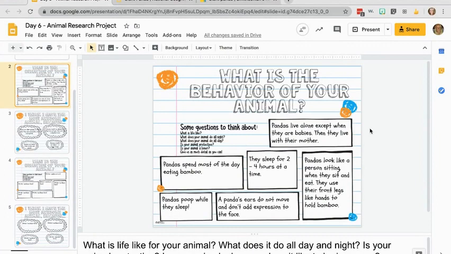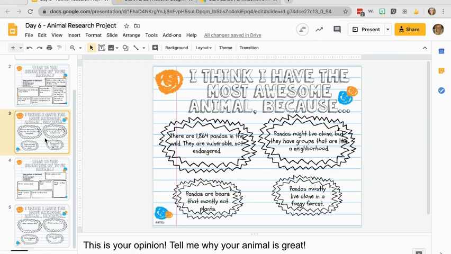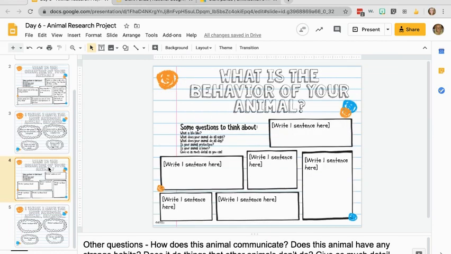Today, I'm going to be walking you through how to complete our Day 6 Animal Research Project slides. At this point, you should know quite a lot about your animal, but we're just gathering a little bit more information before we start our 5 paragraph essay tomorrow. So, today we're going to be focusing on the questions: what is the behavior of your animal? As well as, I think I have the most awesome animal because. So we'll start with the directions for our first slide here.